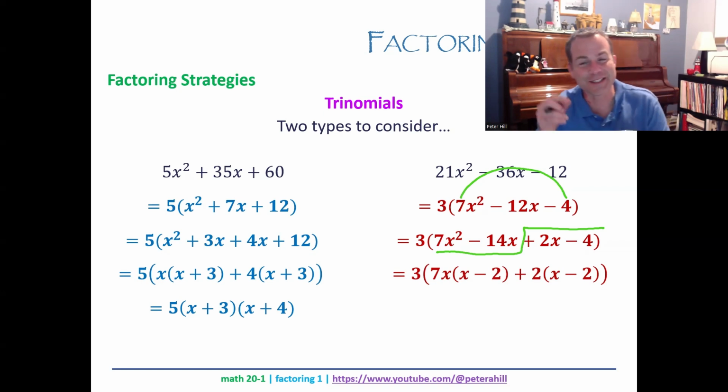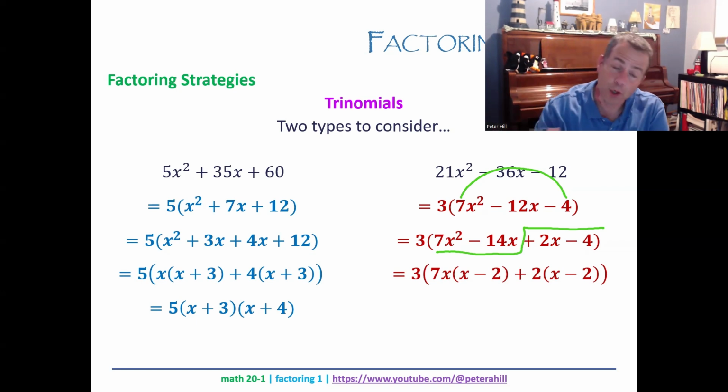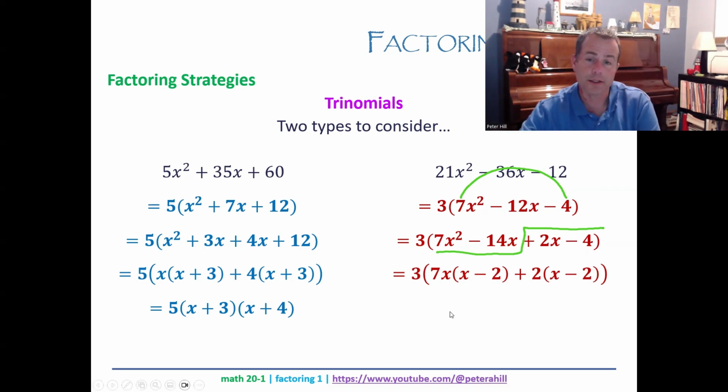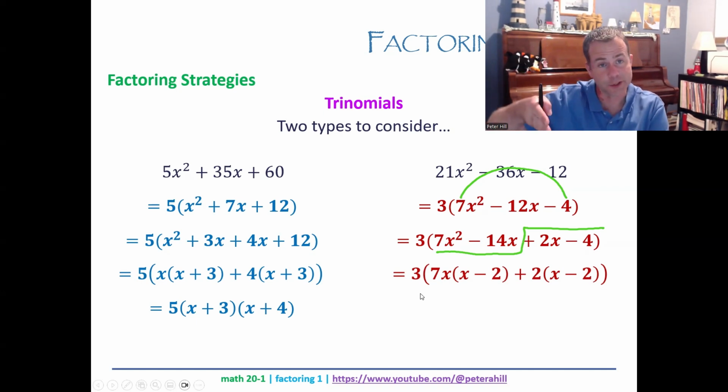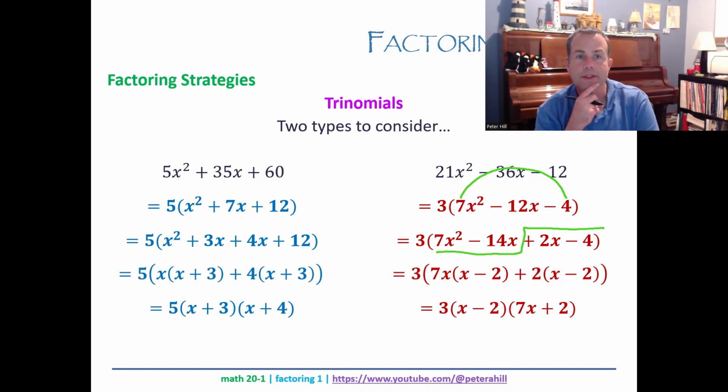Okay, so I have x minus 2 on both of them. X minus 2 is common. Pull the x minus 2 out to the front. So that's going to be 3 times the x minus 2 that I pulled to the front times what's left over. And what's left over is 7x plus 2. Okay, so 3 times x minus 2 times 7x plus 2.